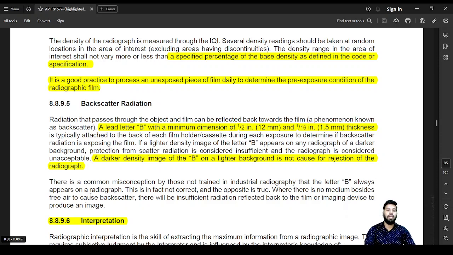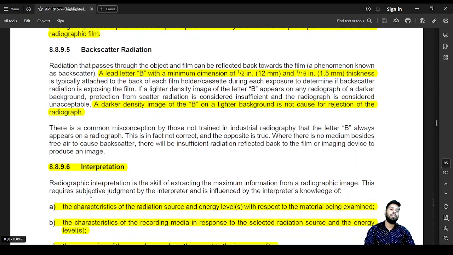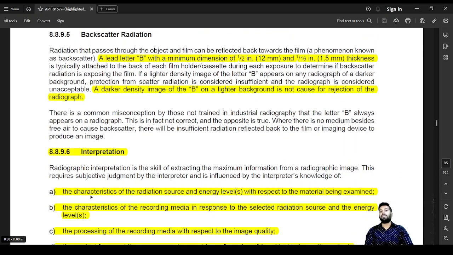Next is backscatter radiation. A lead letter B with a minimum dimension of half inch height, and 1.5 mm or 1/16 inch thickness, is attached to the back of the film. If the B is present, a darker density of the B on a lighter background will not cause the rejection of the radiograph, but if the B image is bright, then the film will be rejected because it will have backscatter and the film is useless.